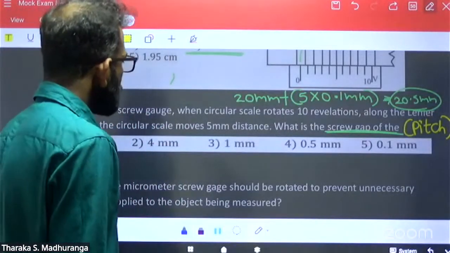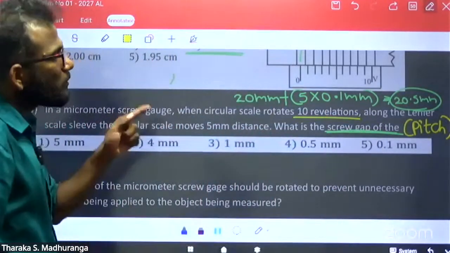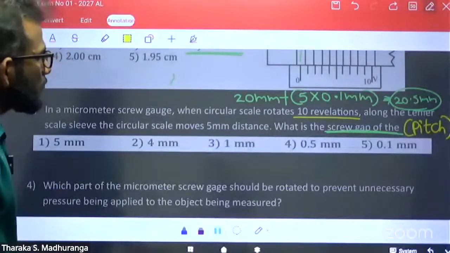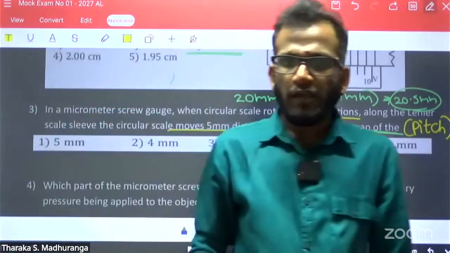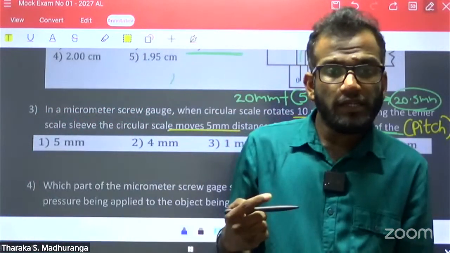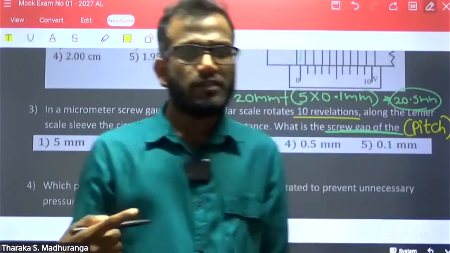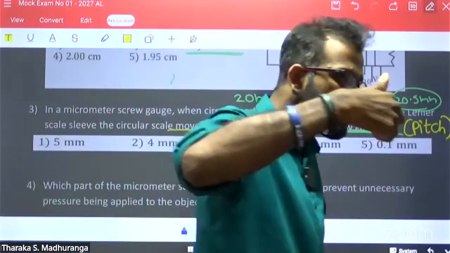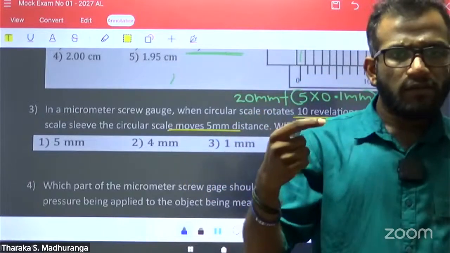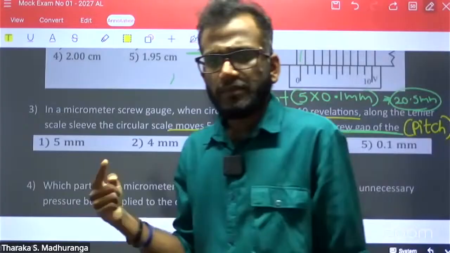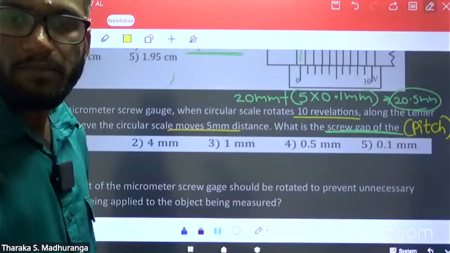In a micrometer screw gauge, when the circular scale rotates 10 revolutions along the linear scale, the circular scale moves a 5 millimeter distance. Within 10 revolutions, 5 millimeter distance. Then within one revolution, what is the distance? 10 revolutions, 5 millimeter. Then within one revolution, it is 0.5 millimeter, half millimeter.